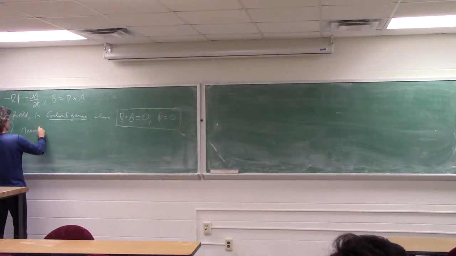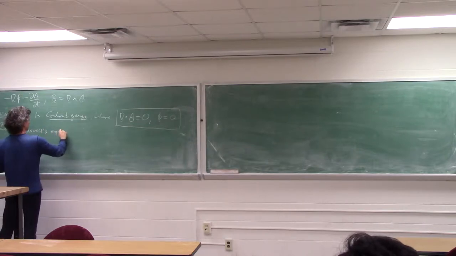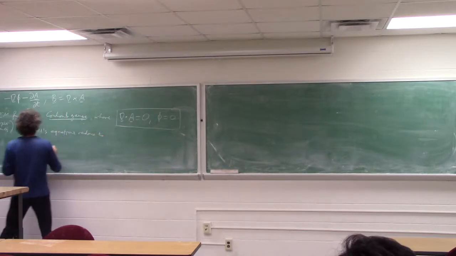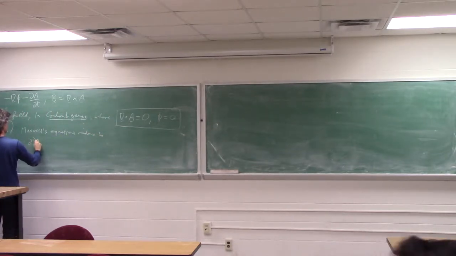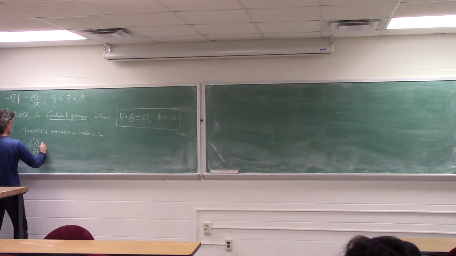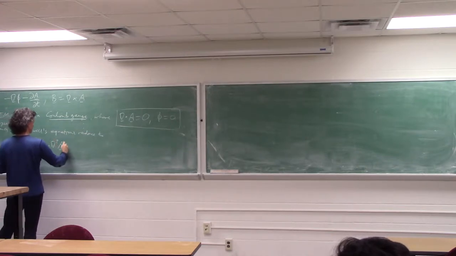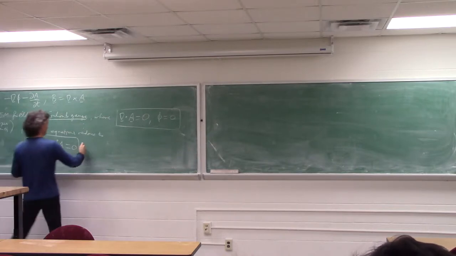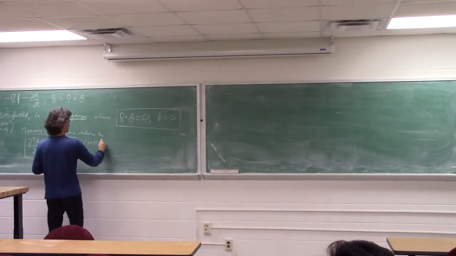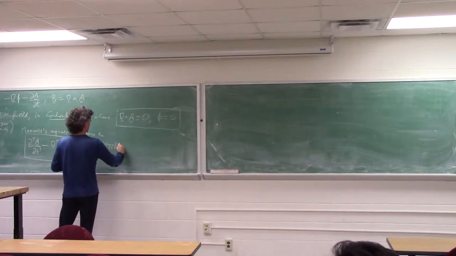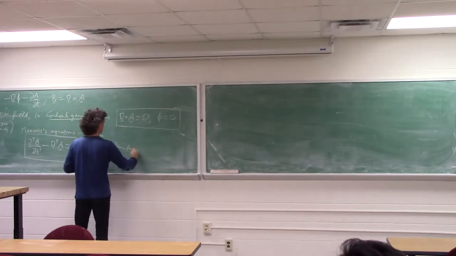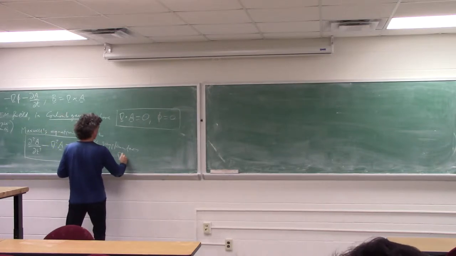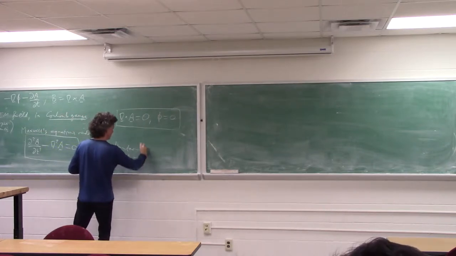Maxwell's equations reduce to just one equation, which is the wave equation for the vector potential, with the supplementary condition that the divergence of A is zero.